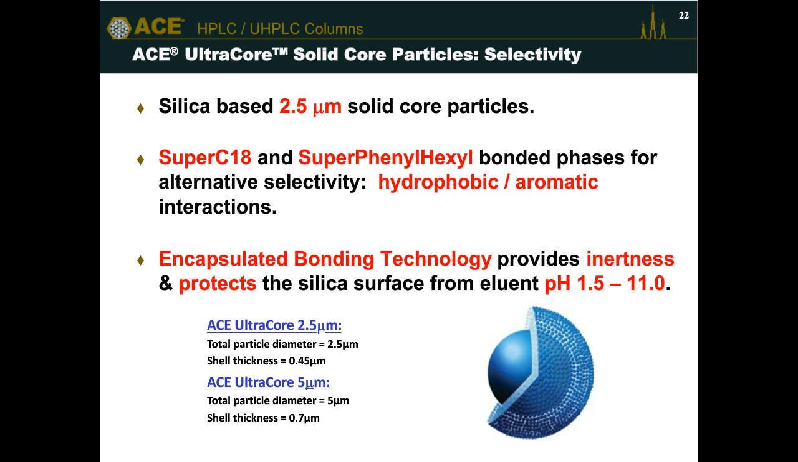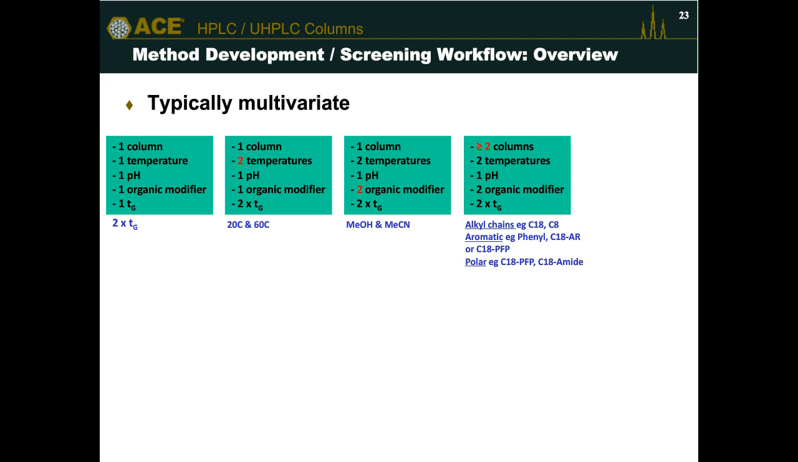The same goes for the super phenyl hexyl. So instead of having just a straight alkyl chain, now we've got some aromatic interactions, potential for pi-pi interactions, hydrogen bonding, dipole-dipole potentially. So you've got some more polar interactions with that phenyl hexyl type phase. And when you're doing your method development, the easiest place to start is with that one column. The one column you have in the drawer, normally a C18.